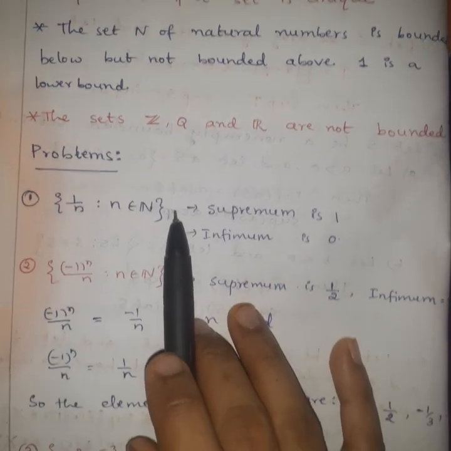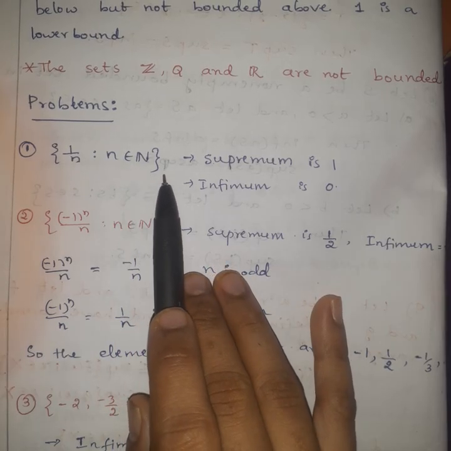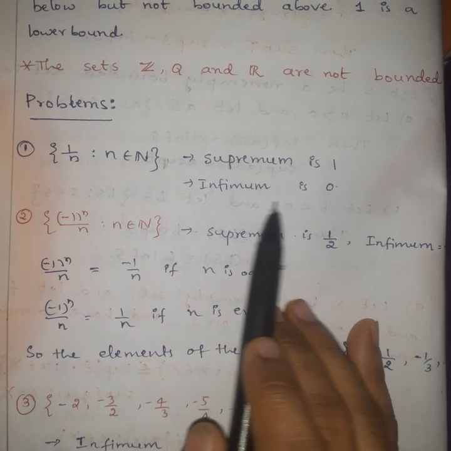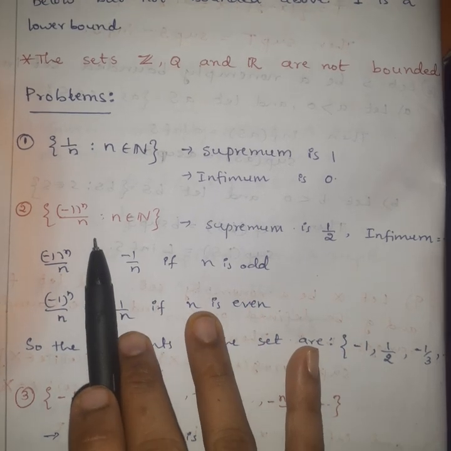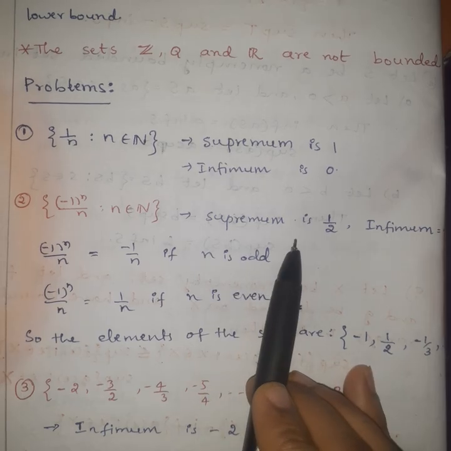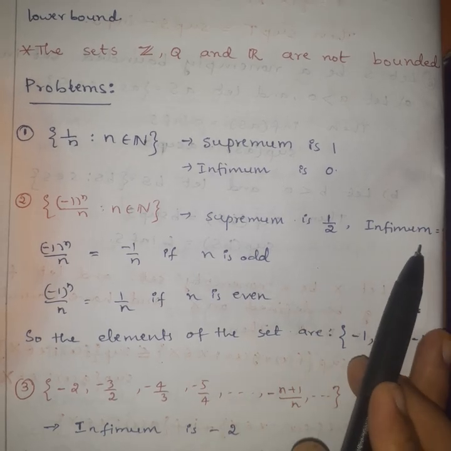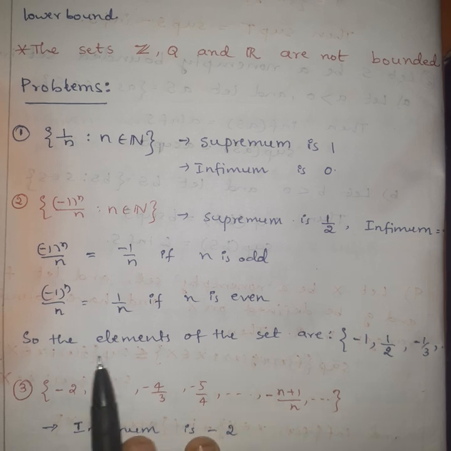Now let us see some problems. The set of all 1 by n such that n belongs to N. What is the supremum? Supremum is 1, infimum is 0. Here, next, (minus 1) to the power n by n. Supremum is half. Infimum is minus 1. Okay.